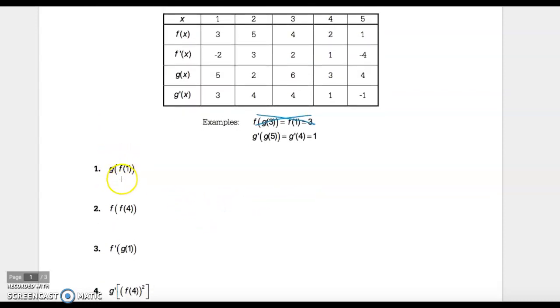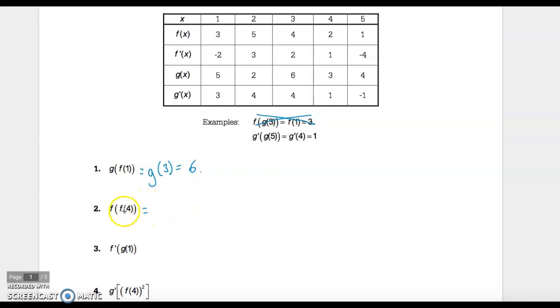So in my table, I start working from the inside out. So f of 1 would be 3. So really this is g of 3. And then now I'm finding g of 3. So g of 3 is 6. So 6 would be your final answer.